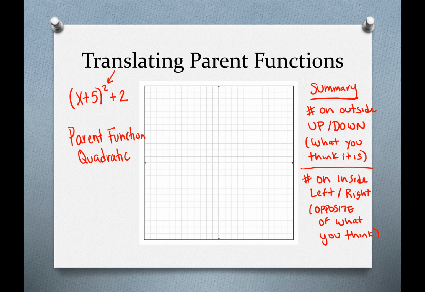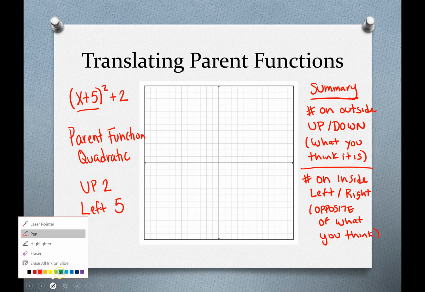What I now need to say is, is it left, right, up, or down? Well, we know on the outside the number is an up or a down. In this case, this is going to be an up 2 because it's on the outside and it's plus. Now we have a number on the inside saying plus 5. That's going to be a left or a right. It's the opposite of what you think. So plus 5, I'd think right, but actually this is going to be a left 5.